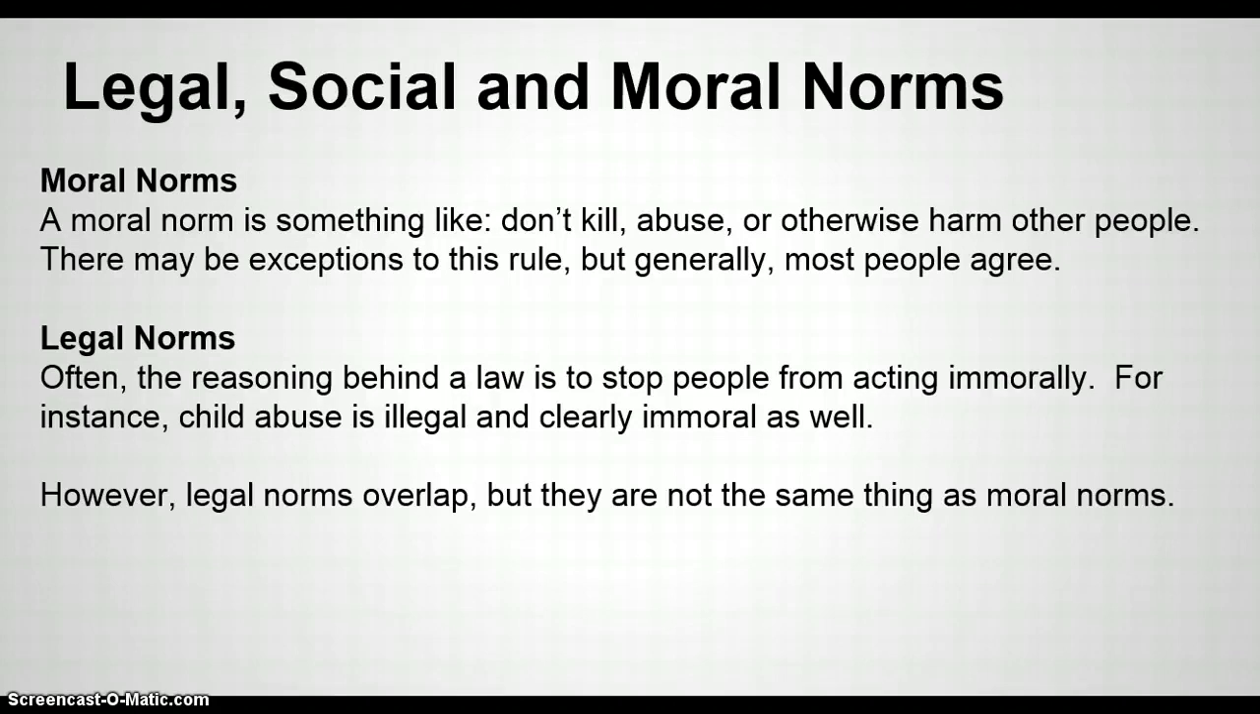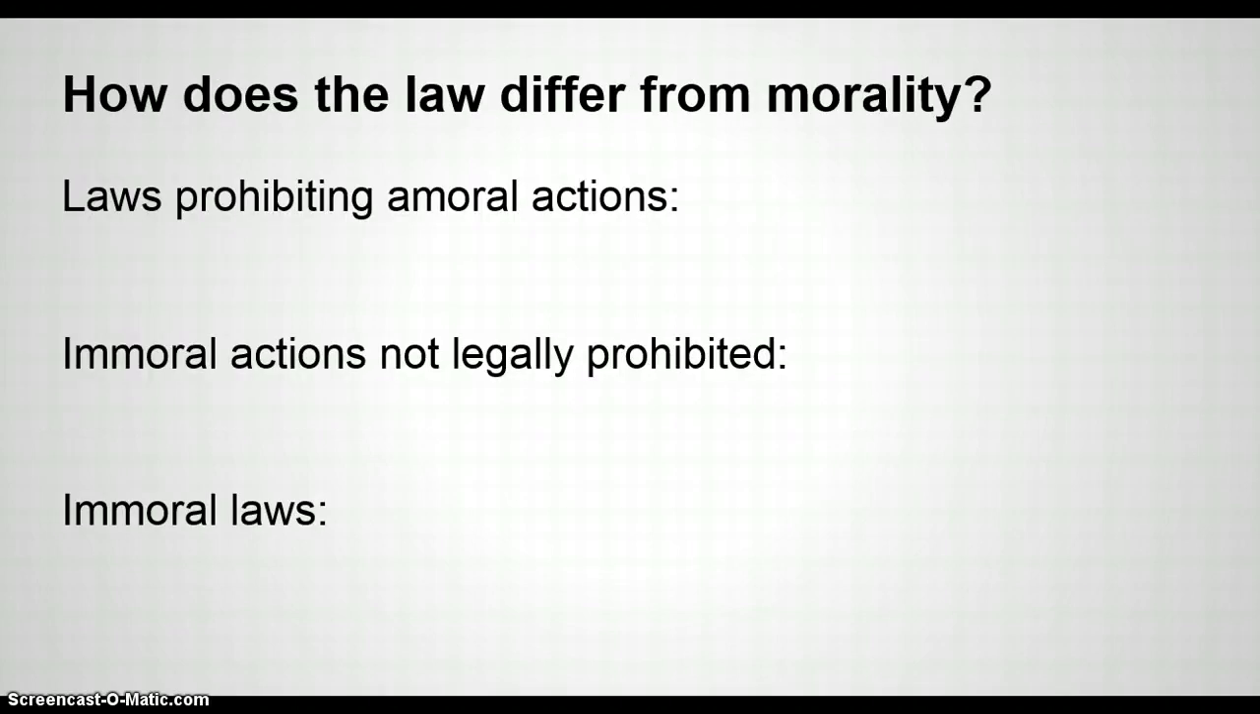Now, legal norms are different. Often, the reasoning behind a law is to stop people from acting immorally. For instance, child abuse is illegal and clearly immoral as well. However, legal norms overlap, but they are not the same thing as moral norms. Let's illustrate that. How does the law differ from morality in these three ways? There are laws prohibiting amoral actions. There are immoral actions not legally prohibited, and there are immoral laws.